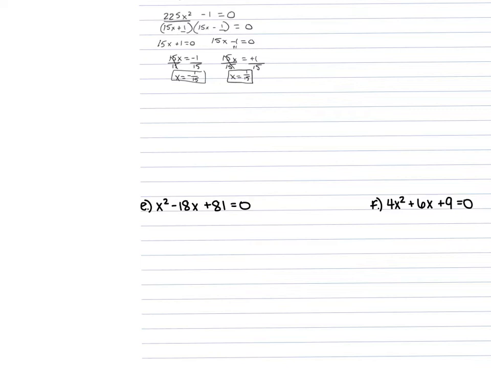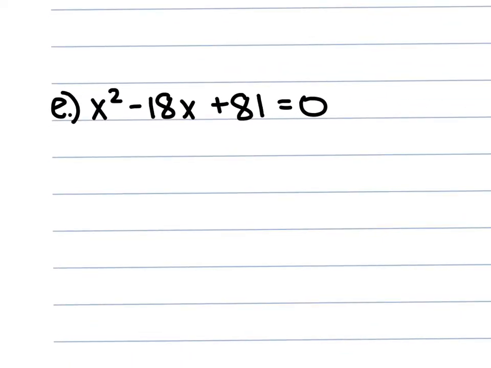All right, moving on to E. Now this is not a difference of two squares. It's not. You can see that it's not. But one of the things that we could do is see if this factors. It's something we should check. If it factors, great. If not, we might end up completing the square. We might end up at the quadratic formula. What do you got?